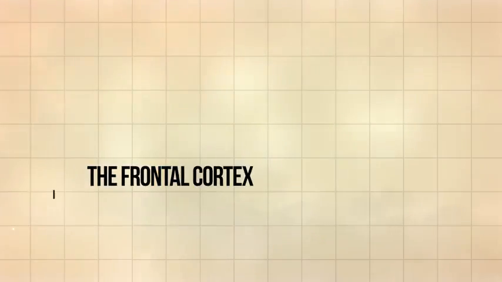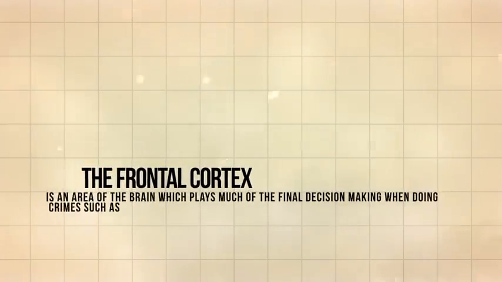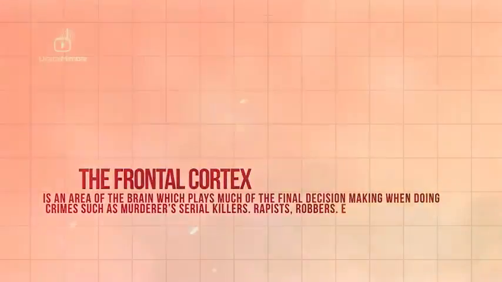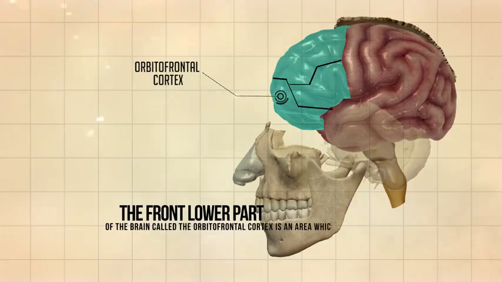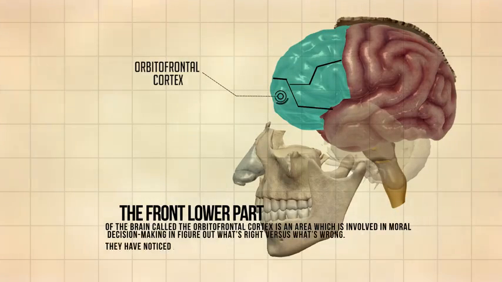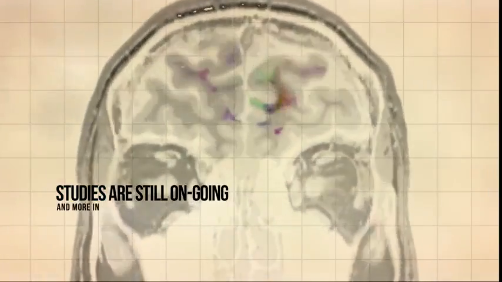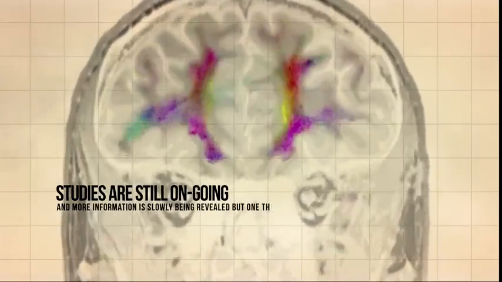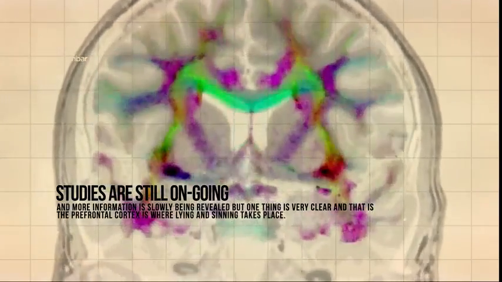The frontal cortex is an area of the brain which plays much of the final decision making when doing crimes, such as murders, serial killers, rapists, robbers, etc. The front lower part of the brain, called the orbitofrontal cortex, is an area which is involved in moral decision making and figuring out what's right versus what's wrong. They have noticed a similar pattern in the brain scans of criminals in this region. Studies are still ongoing and more information is slowly being revealed, but one thing is very clear, and that is the prefrontal cortex is where lying and sinning takes place.